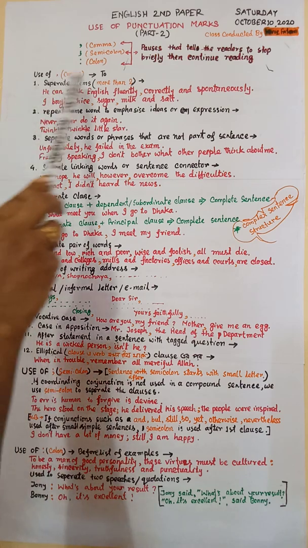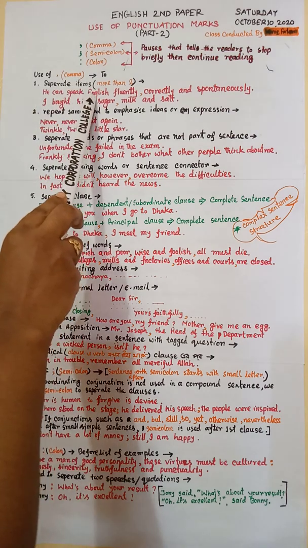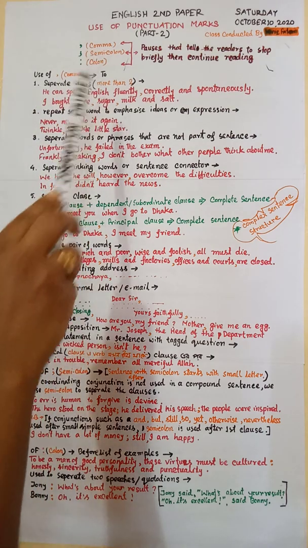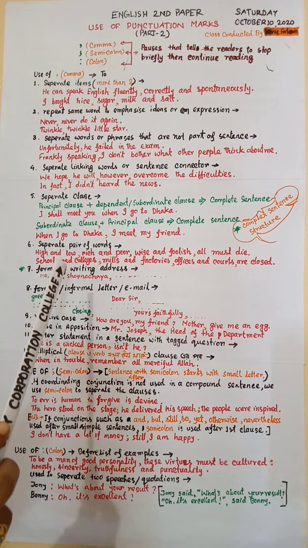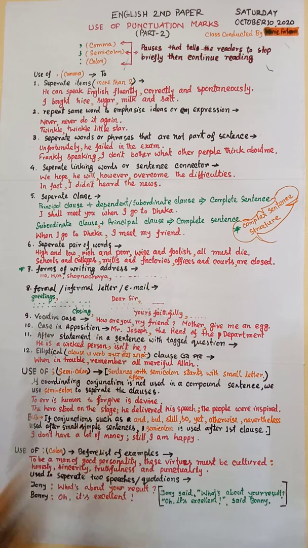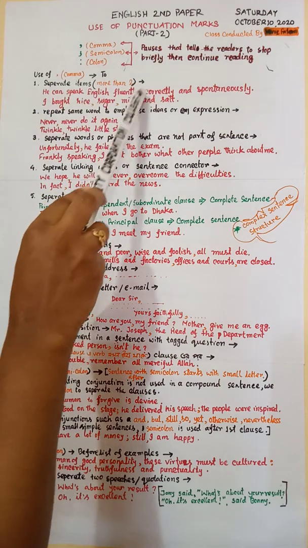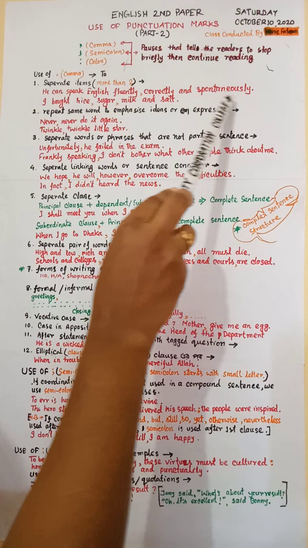Look, use of comma. Comma is used to separate items if the items are more than two. That means more than two items of the same part of speech take comma, and before the last item we have to use and. Look at the example. He can speak English fluently, correctly and spontaneously.